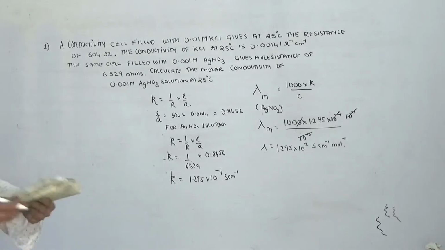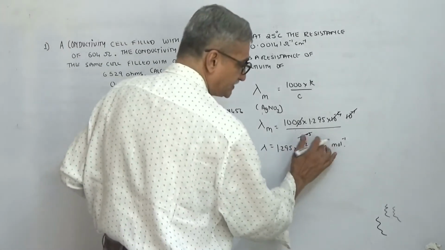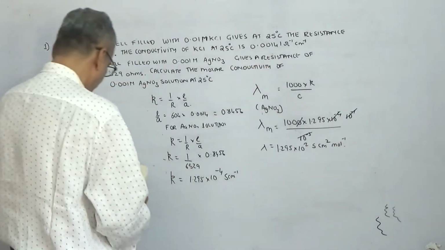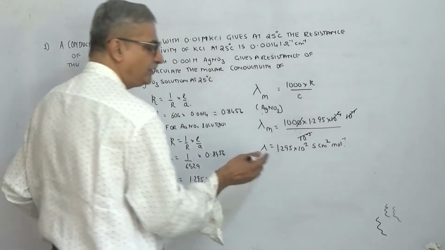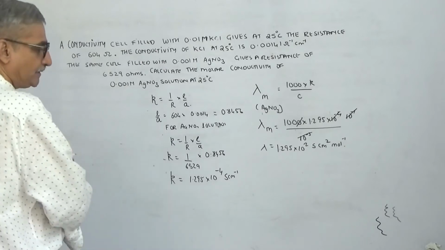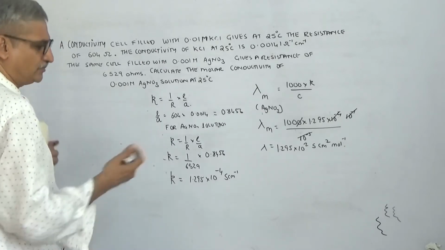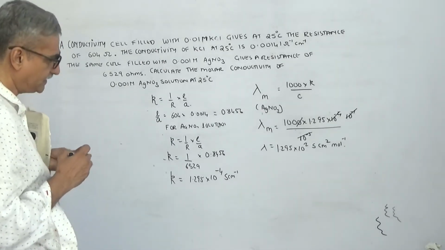Siemens centimeter square per mole. So get this right. So 1.295 into 10 raised to 2. Perfect, answer is correct. Is this clear?